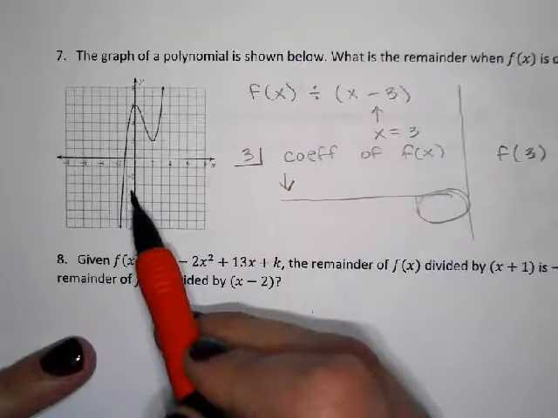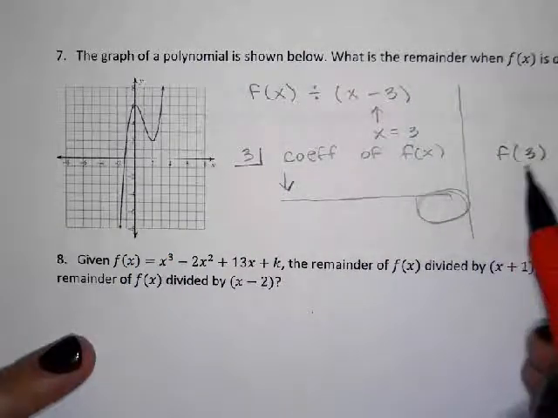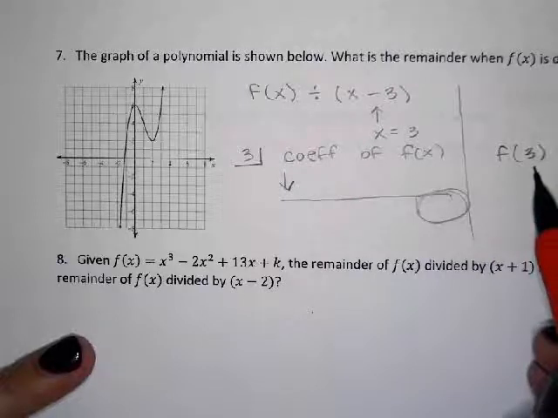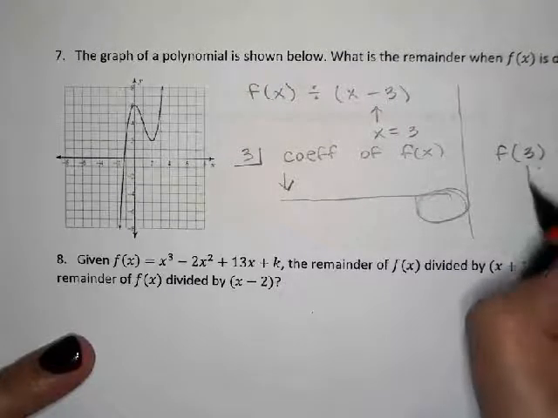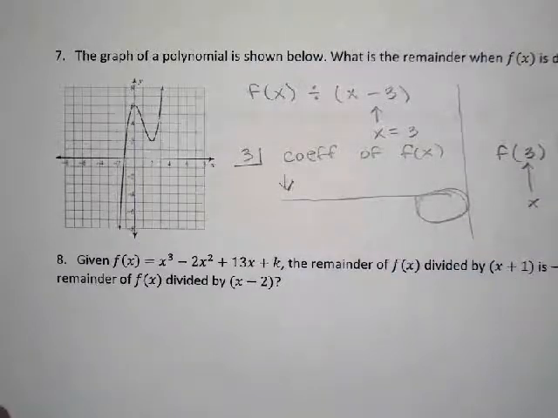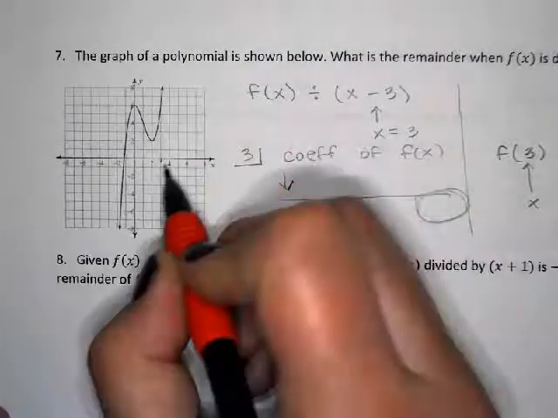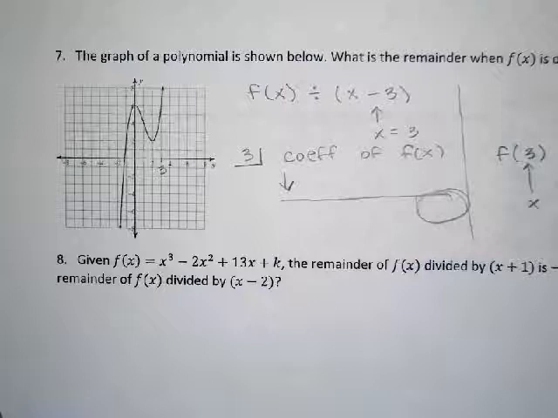Is 3 an x value or is it a y value? It's an x value. So we want to plug in an x value of 3. Here's the x value of 3. If the input is 3, how do we find the output? Anyone know what the output is?